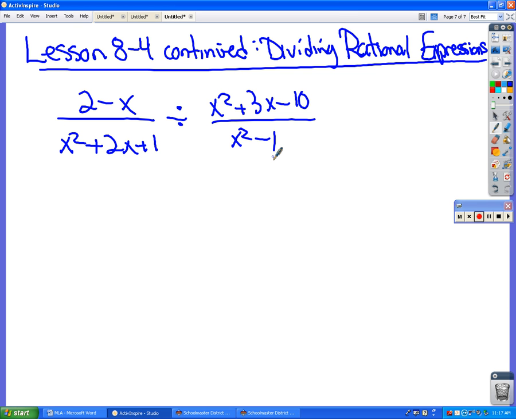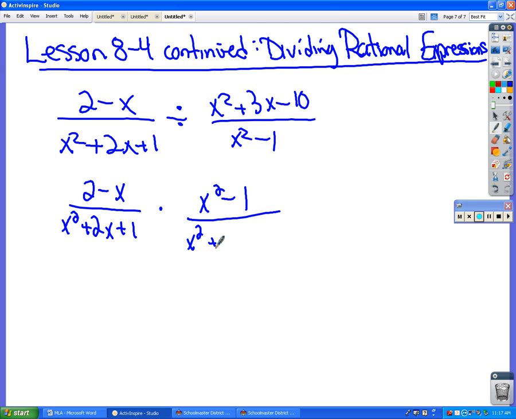So 2 minus x over x squared plus 2x plus 1 divided by x squared plus 3x minus 10 over x squared minus 1 becomes 2 minus x over x squared plus 2x plus 1 times x squared minus 1 over x squared plus 3x minus 10. But don't you have to make it negative? Nope. You just multiply by the reciprocal.